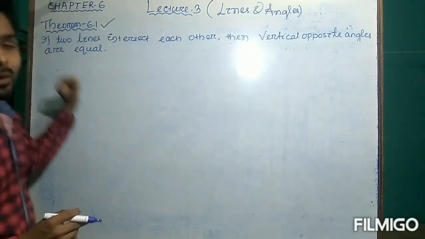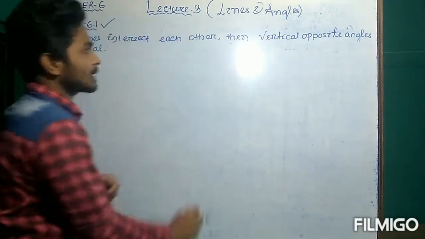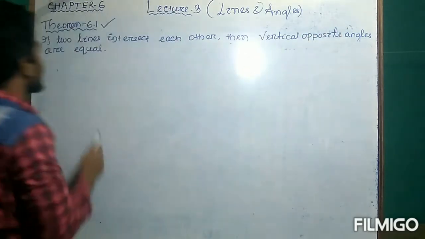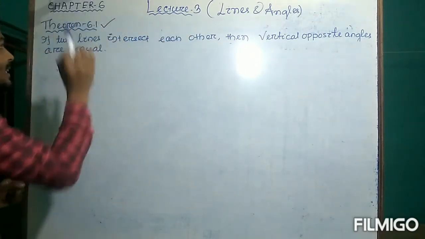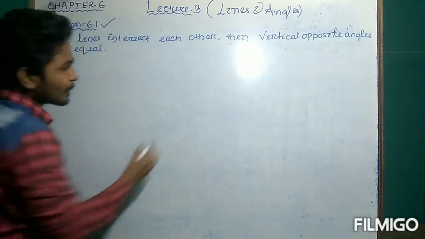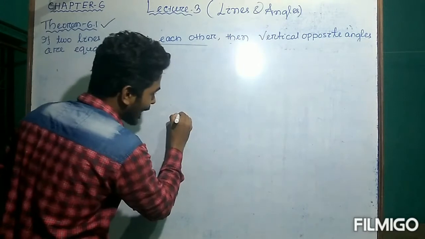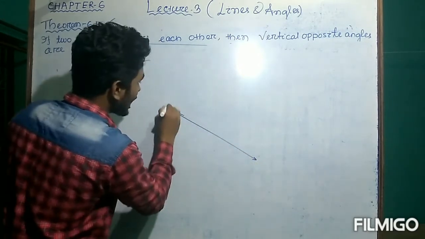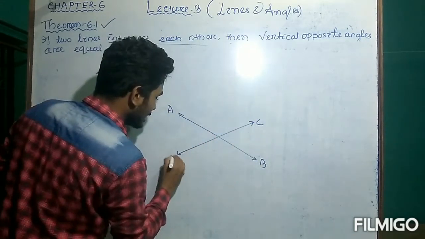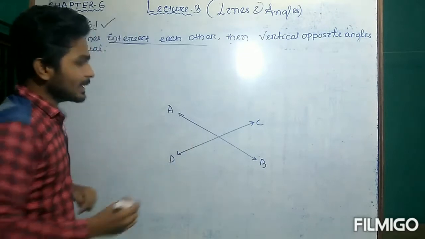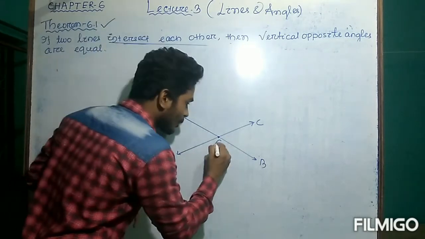The statement of theorem number 6.1 says that if two lines intersect each other, then vertically opposite angles are equal. So we have to understand the statement clearly. The statement says that there are two lines, and they intersect each other. Suppose we have two lines like this, line AB and another line CD. So the two lines AB and CD intersect, meaning they meet each other at a common point. Suppose this point is O.